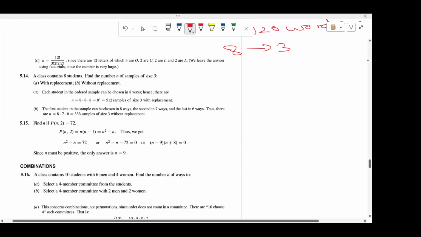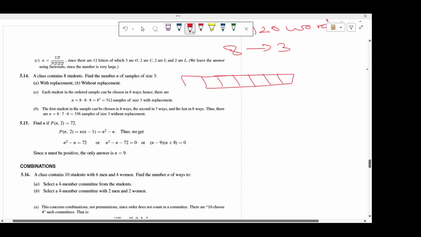Okay, just think about it this way. There are eight students in a classroom. I need to select three students to answer some questions. Let's say there is a competition going on. Eight students are participating in this competition. Just think about eight students participating in a competition. Then it's easy, right?